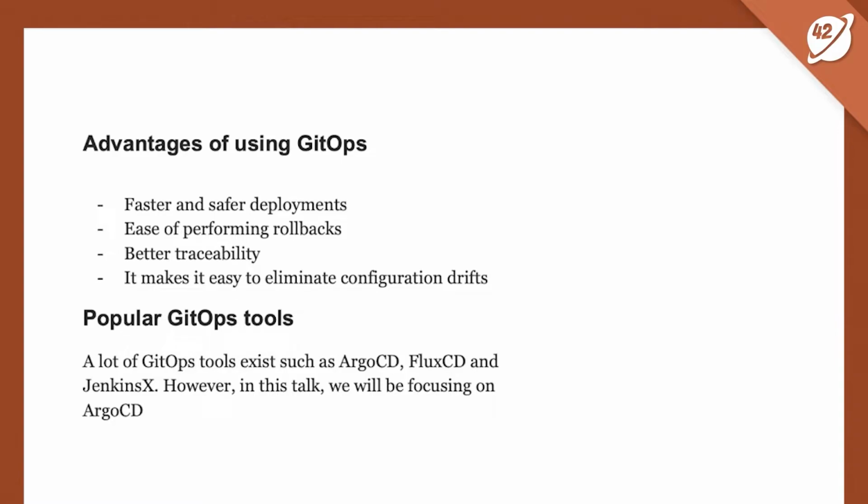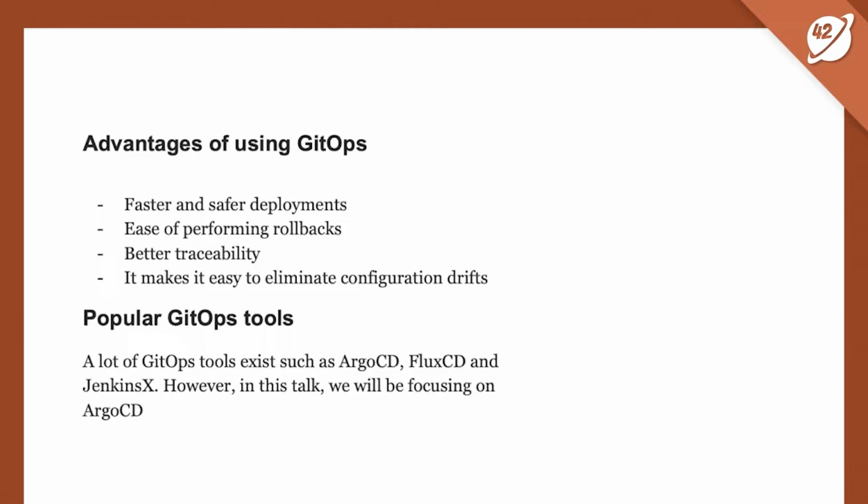There are a lot of advantages of using GitOps, but we will just outline a few. First off, it allows us to have faster and safer deployments. It gives us ease of performing rollbacks. It allows for better traceability, and it makes it easy to eliminate configuration drifts.